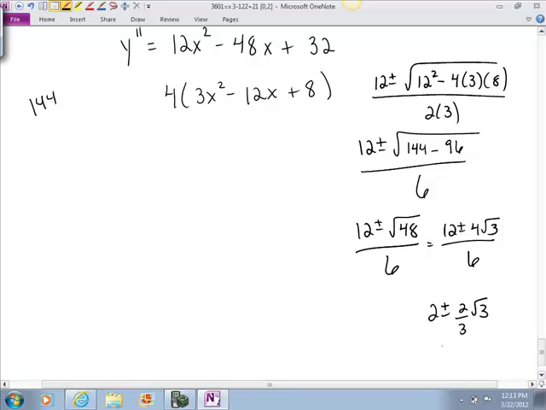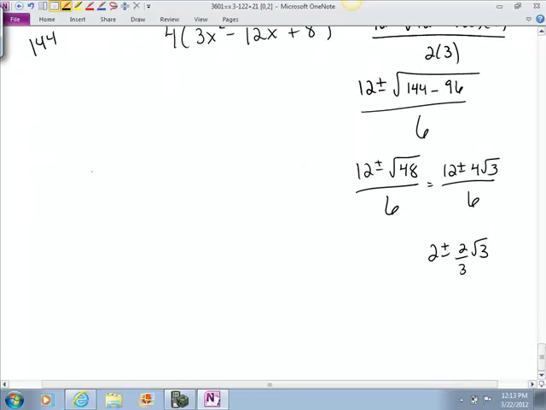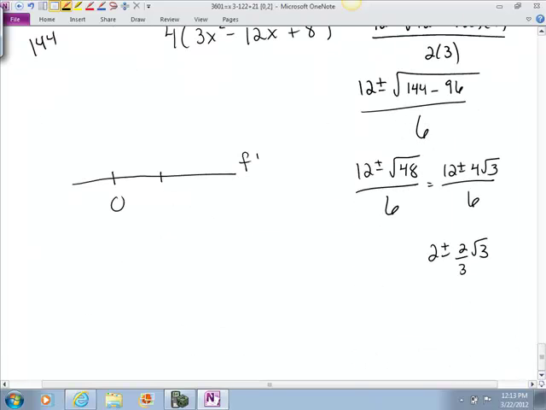Mm-hmm. So what you want to do then is you can put your first derivative and second derivative on number lines. So your first derivative, critical numbers were 0, 2, and 4. And then you'll want to test values. And then your second derivative, you put on a number line 2 minus 2/3 square root of 3, and then 2 plus 2/3 square root of 3. And then just test values on either side.